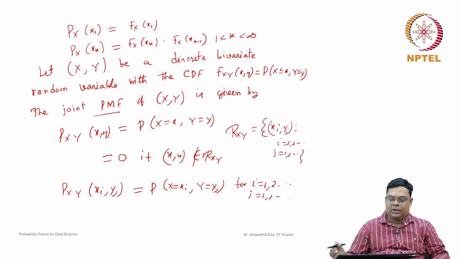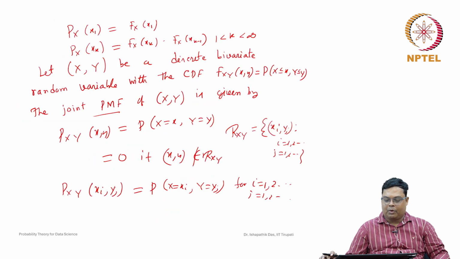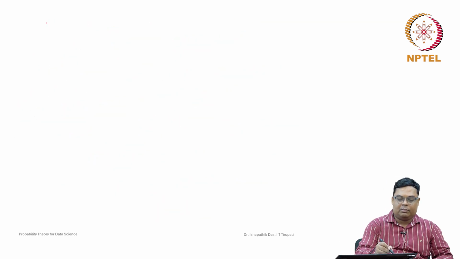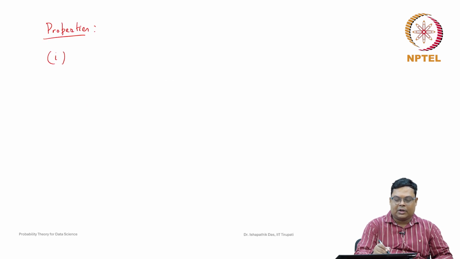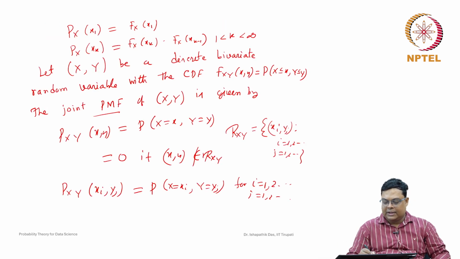Joint probability mass function. So, we have already mentioned that. What are the properties of this joint probability mass function? First of all, it is the probability P_XY(x_i, y_j), the probability that X is equal to x_i comma Y equal to y_j. Note that this comma is nothing but the probability of the event X equal to x_i intersection Y equal to y_j. Several times we have discussed this.